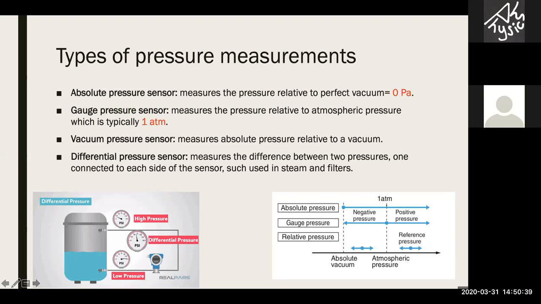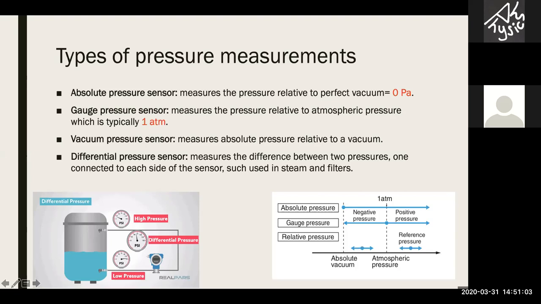We have the differential pressure sensors, which measure the difference between two pressures. So we have a chamber with two pressures, and we would have two pressure sensors to detect the difference between these. And it is mainly used in steam or the chambers used to heat water, actually.